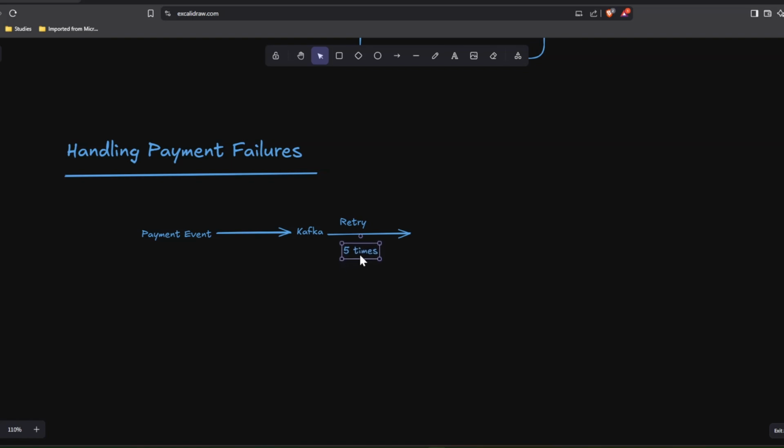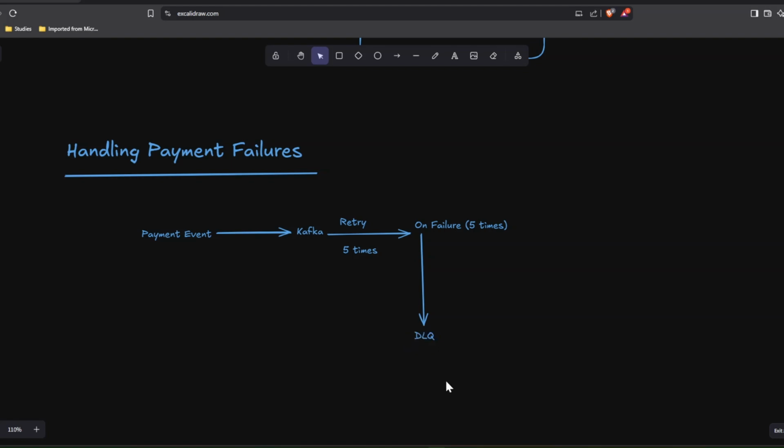If it fails all the 5 times, on failure, I'm going to flag this particular transaction into my dead letter queue. Okay, and why is this dead letter queue important? It is very important for the analytical teams.